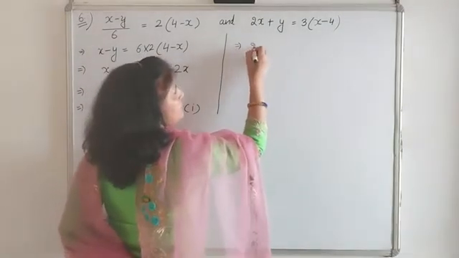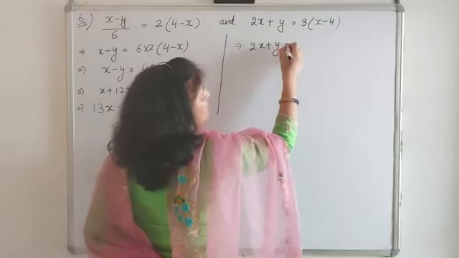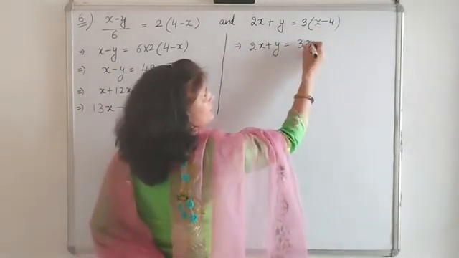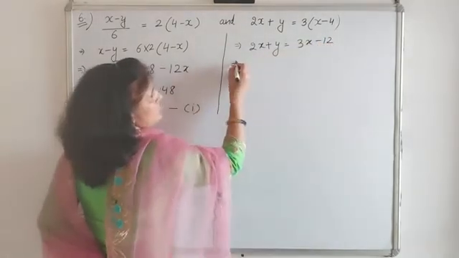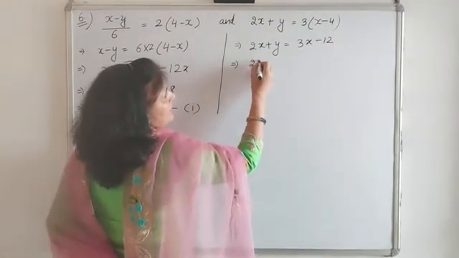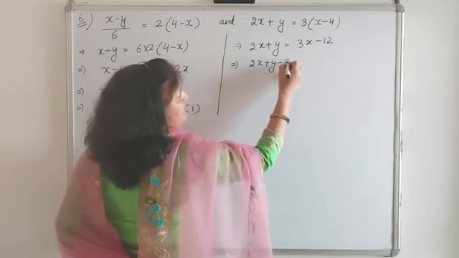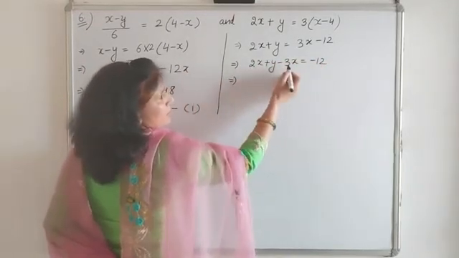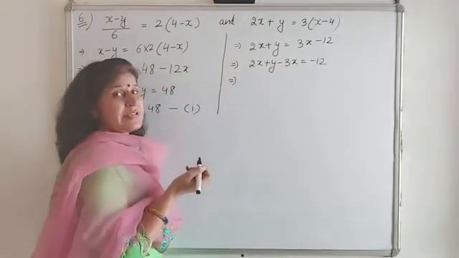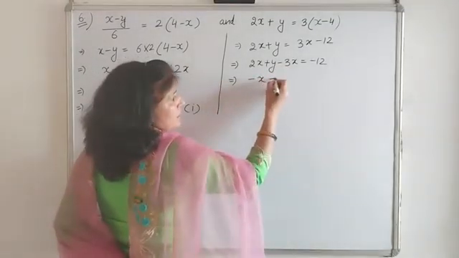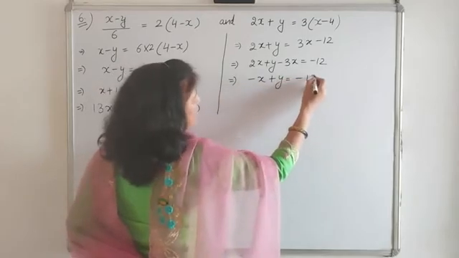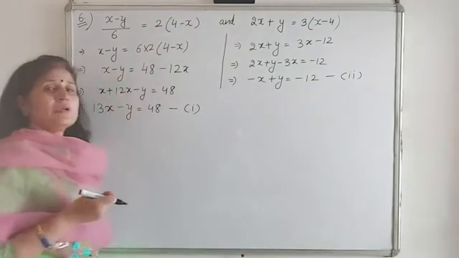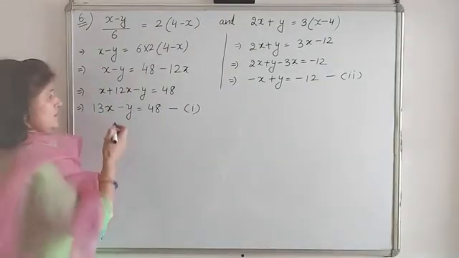2x plus y is equal to 3. Get multiplied with both the terms. 3 times 4 is 12. So 2x plus y minus 3x is minus 12, and the equation is minus 3x plus 2x. What we will get? We get minus 1x plus y is minus 12. This is equation second. Now you have to equate the coefficients.